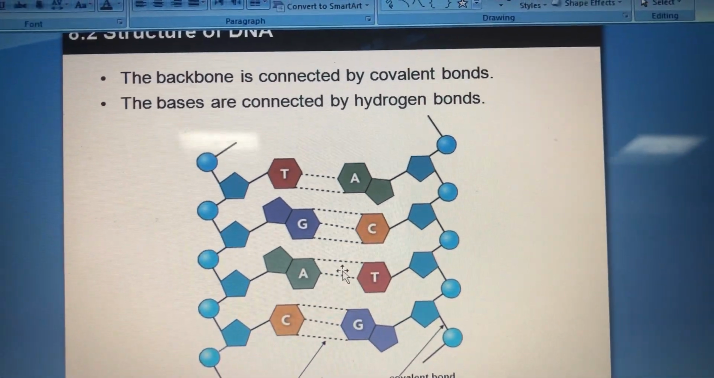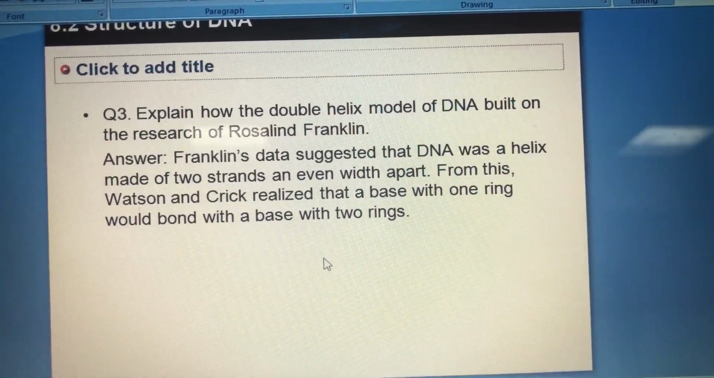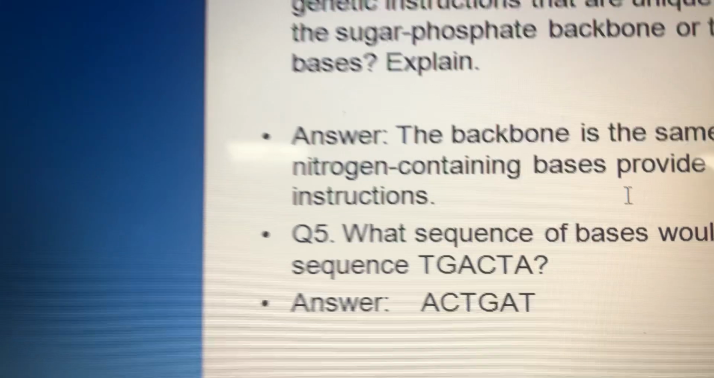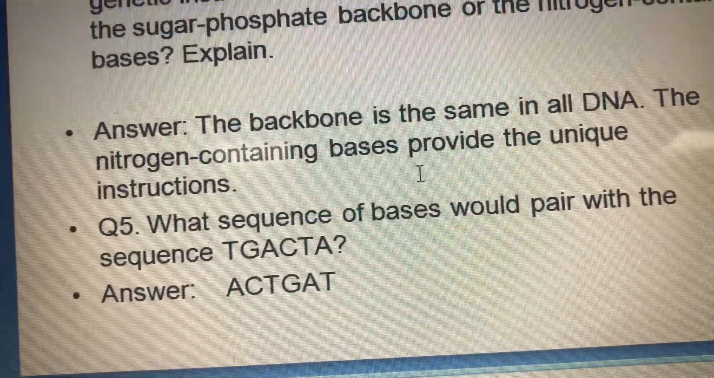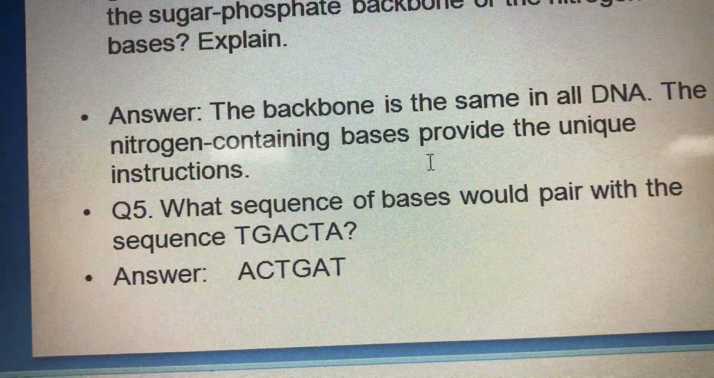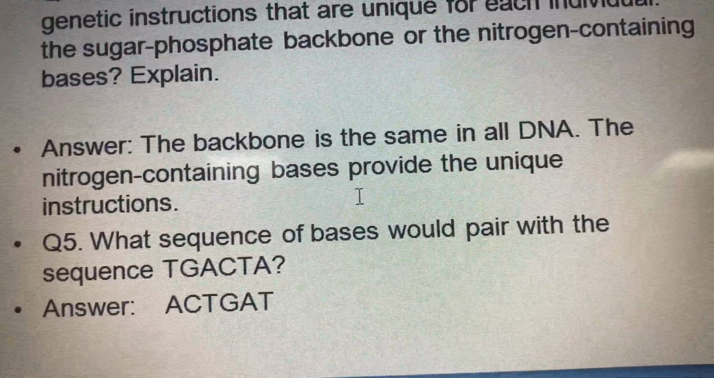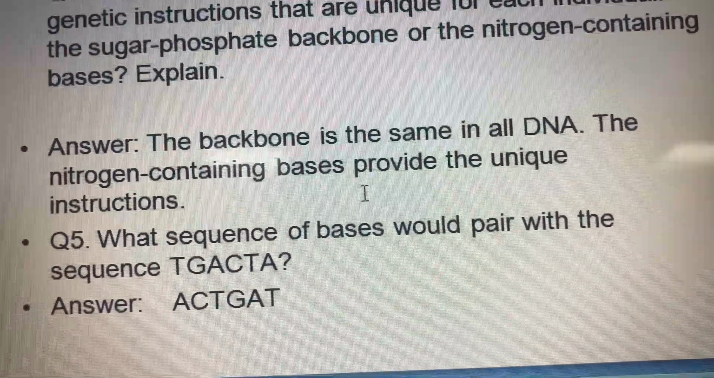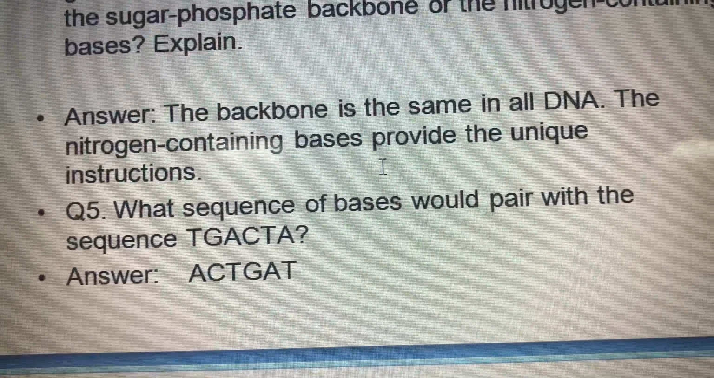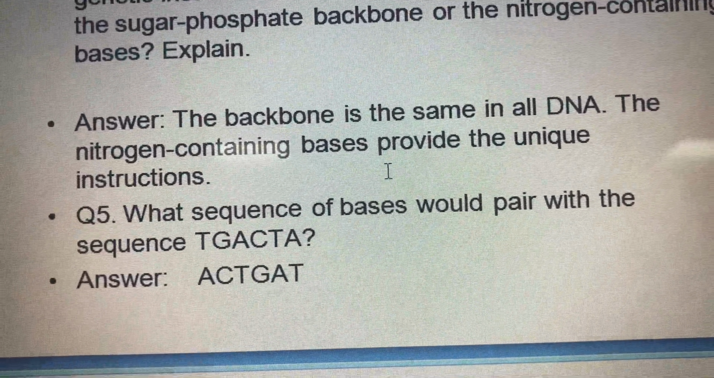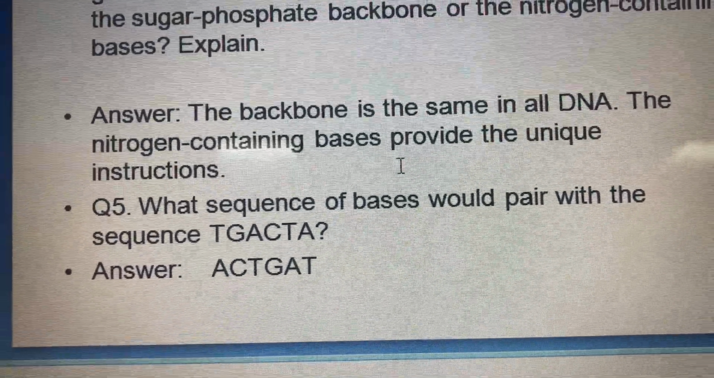Now I want to ask you about this question. This is very important. If you have this sequence, T, G, A, C, T, A, what sequence of bases would pair with this one? The other sequence will be A with T, C with G, and so on.